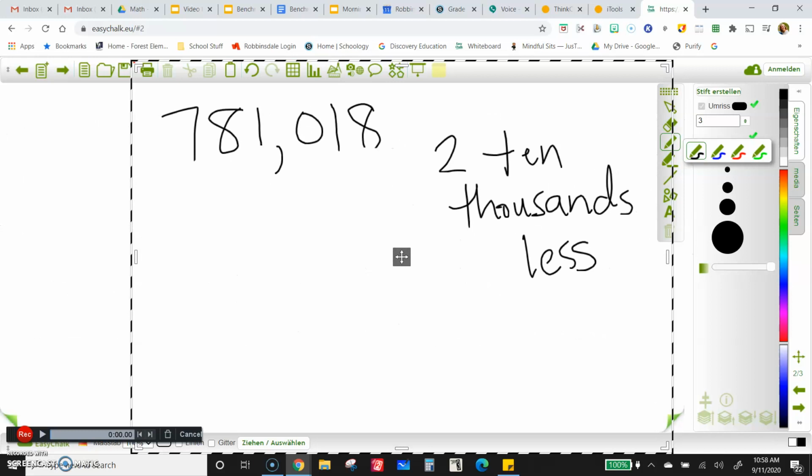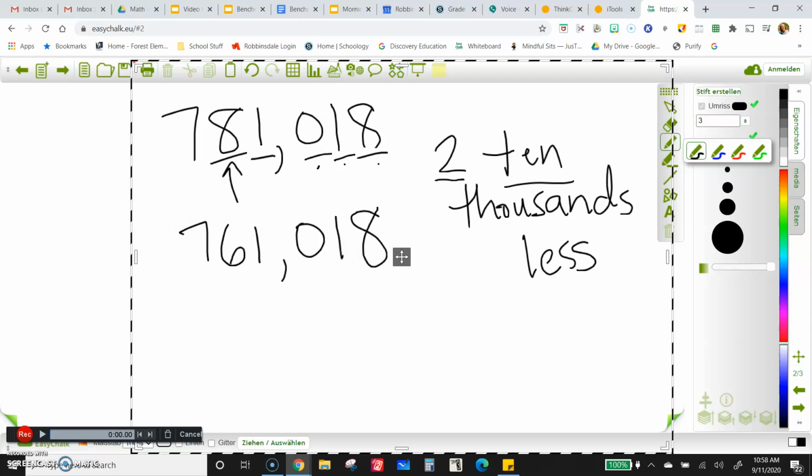So if I have 781,018 and I'm doing 2 10,000s less this time. So I want to find ones, tens, hundreds, sorry about that. Thousands, 10,000s. And I want 2 10,000s less than the 8 I have right now. Well, that's 6. I still have all my other ones. Think about if I was on the place value chart. I still have all my other chips. I just took away those 2.